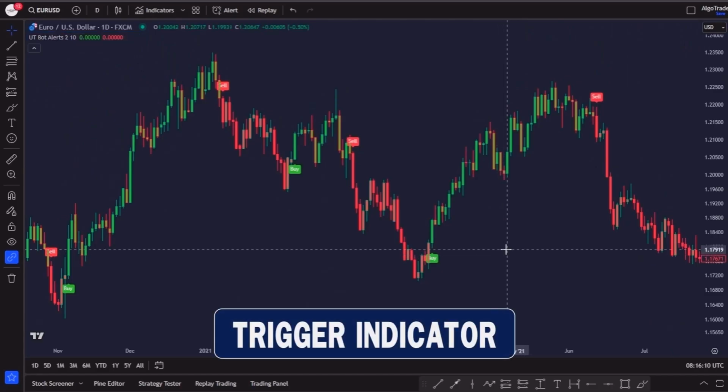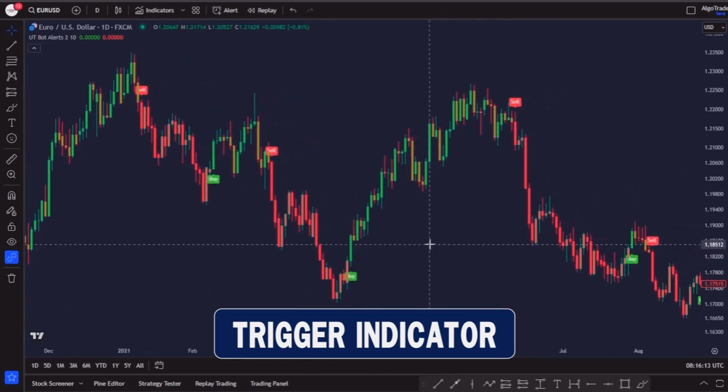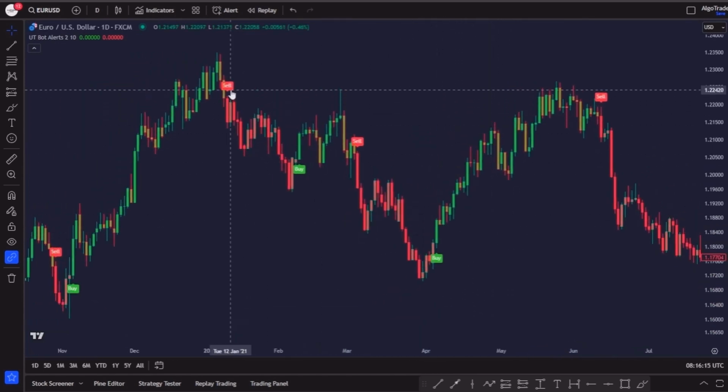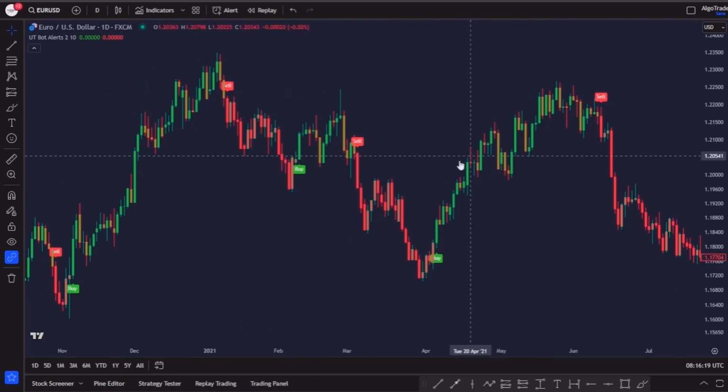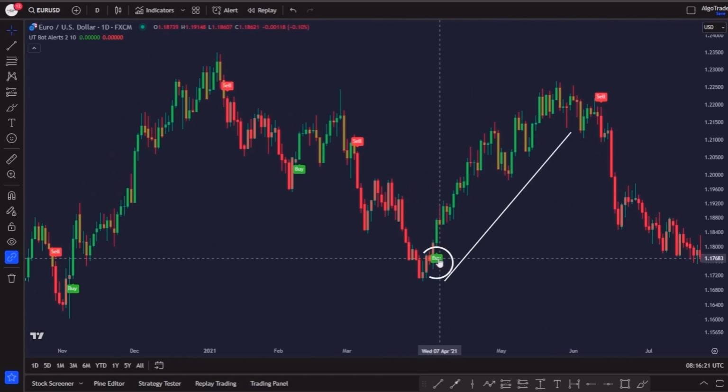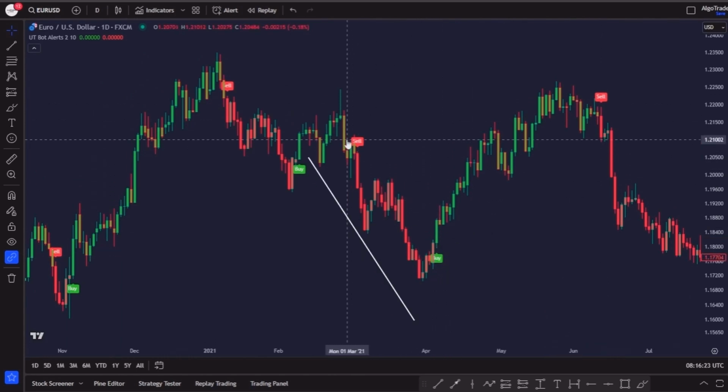This tool is the trigger indicator for this Forex strategy, which means that it is the one that tells us with precision when to enter a new trade. For long positions, it is when a buy signal is printed, and for short positions, when a sell signal appears.